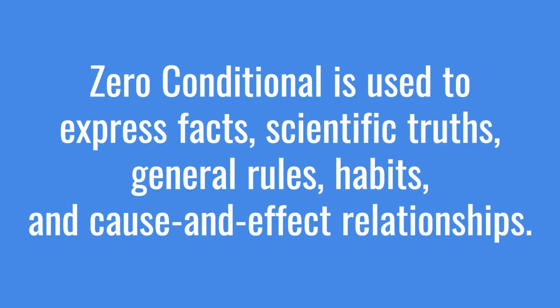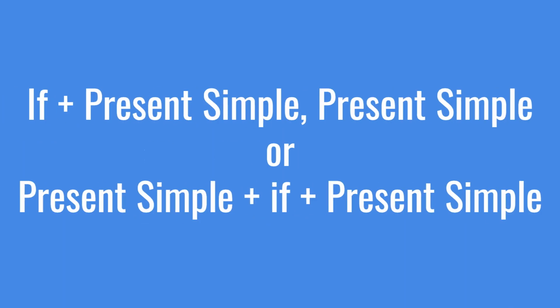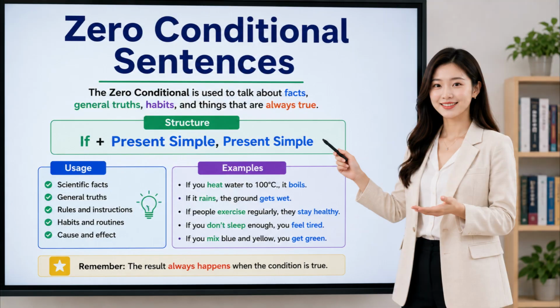To conclude, the zero conditional is used to express facts, scientific truths, general rules, routines, and cause and effect relationships. Its structure is simple: if plus present simple, present simple. Remember that both parts of the sentence usually use the present simple tense because we are talking about situations that are always true. The zero conditional helps us explain facts clearly and naturally in English.